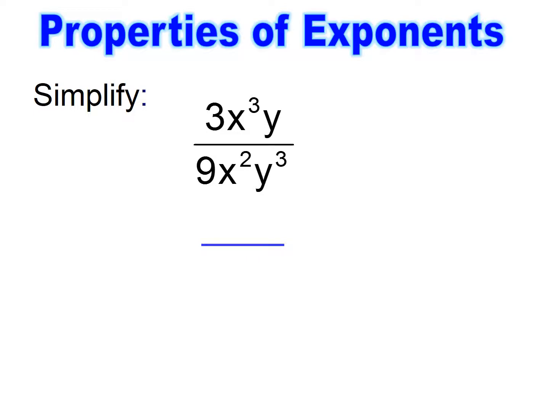Again, I start by drawing my line and working piece by piece. 3 over 9 reduces to 1/3. And then I see the higher exponent for x is on top, so I'm going to subtract and leave it on top. So 3 minus 2 is 1, and you don't want to have an exponent of 1. And then the higher exponent's on the bottom for the y. I subtract 1 from 3, I get 2.